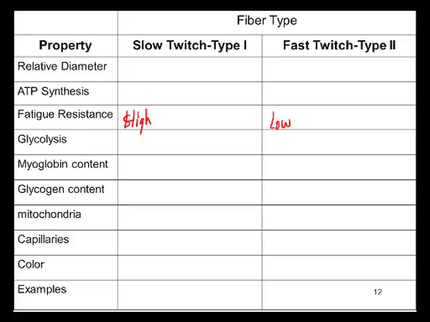We already said that slow twitch fibers produce ATP aerobically. Fast twitch fibers, anaerobically.